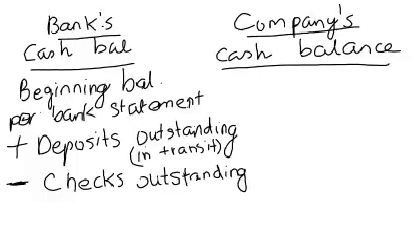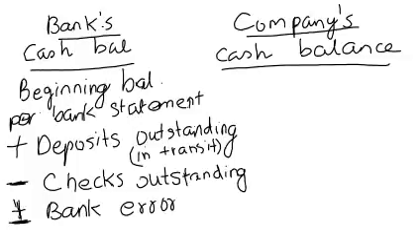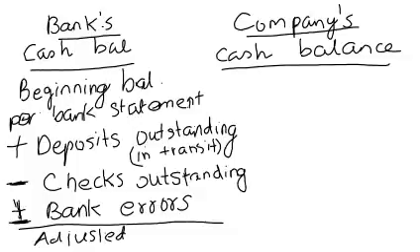After that, it is also possible that the bank has made some errors that have to be adjusted. This is something that can go either way. If the bank has subtracted more than what it should have, we add it back. If the bank has added more than it should have, we subtract it back. So once we adjust for these three things, then we get what is known as the adjusted balance or the reconciled balance.